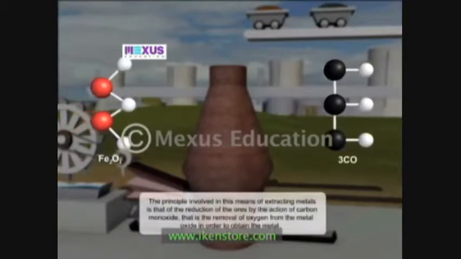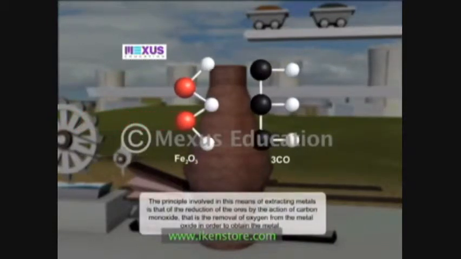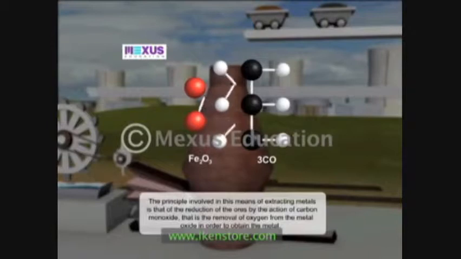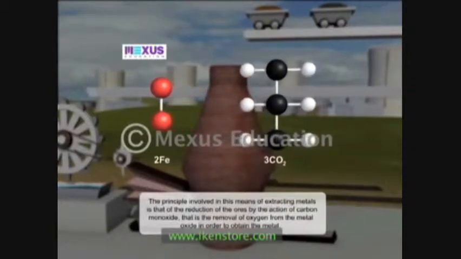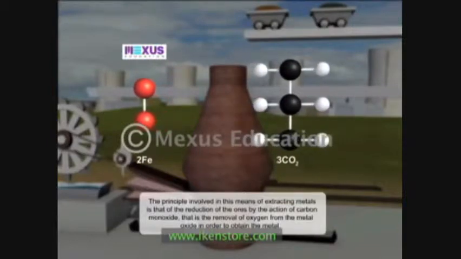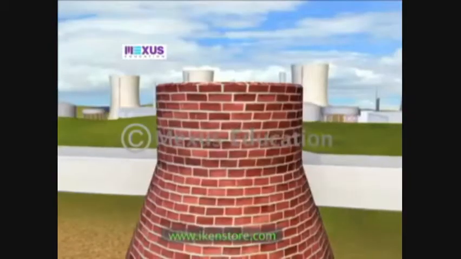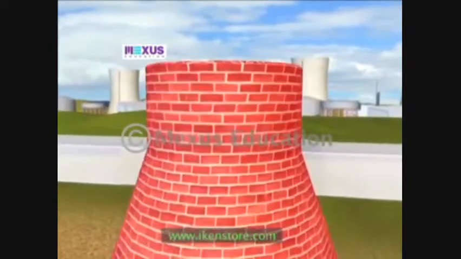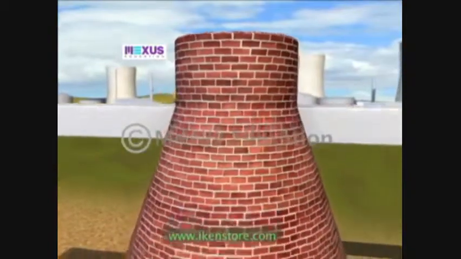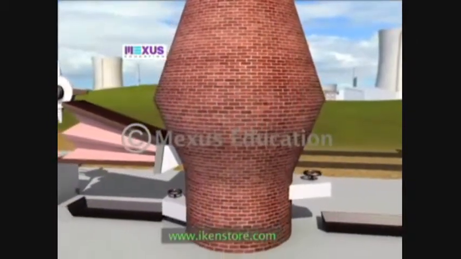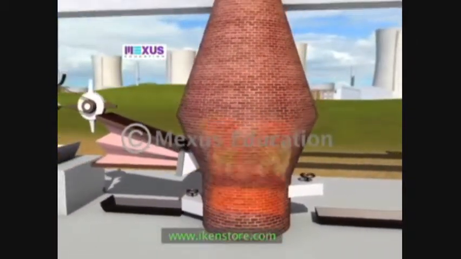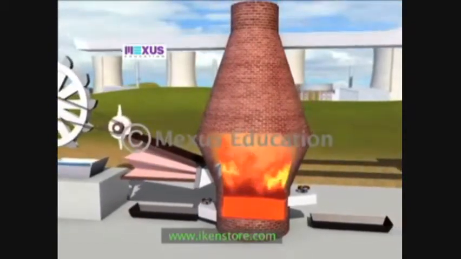The principle involved in this means of extracting metals is that of the reduction of the ores by the action of carbon monoxide, that is, the removal of oxygen from the metal oxide in order to obtain the metal. Lined with fire brick, the furnace is narrow at the top, increasing in diameter downward, but narrowing again suddenly almost at the bottom to form the hearth or crucible where the fine molten products are caught.